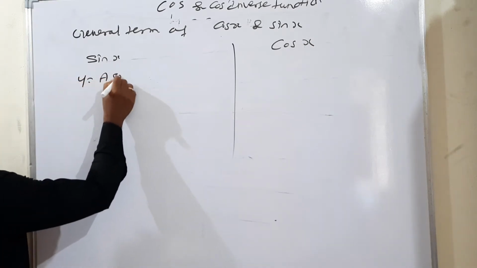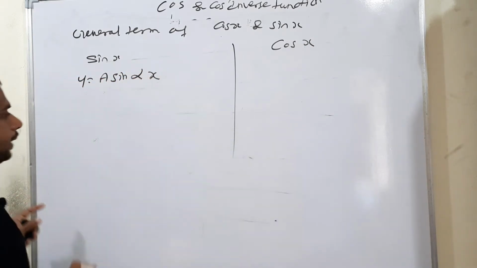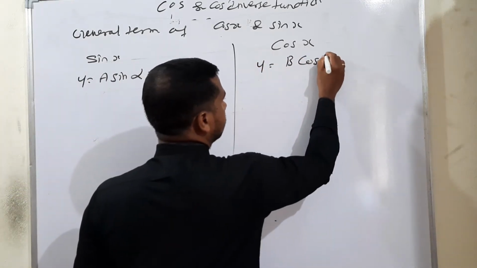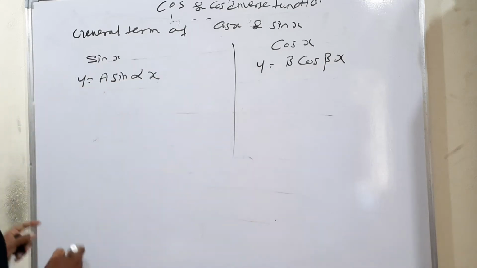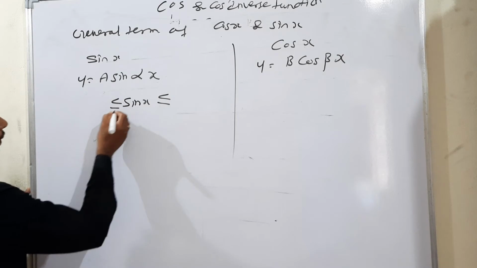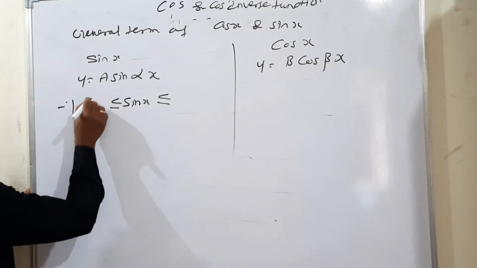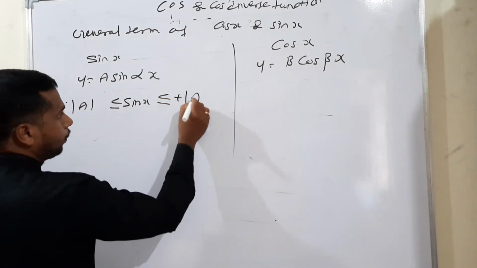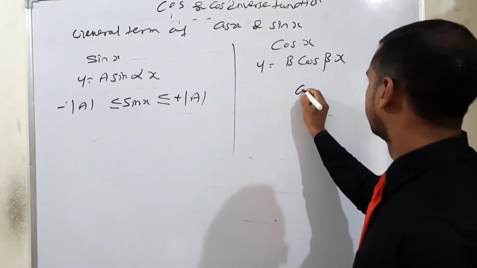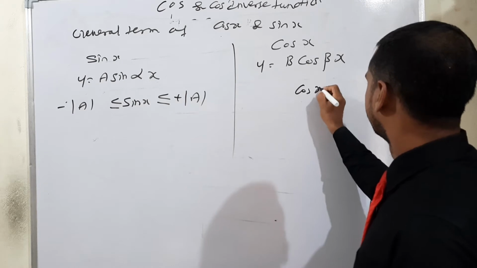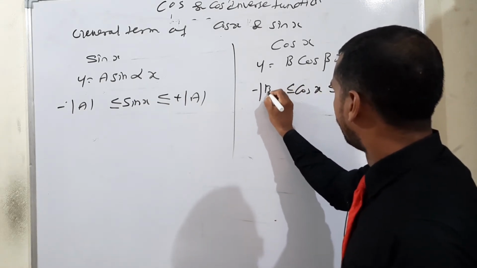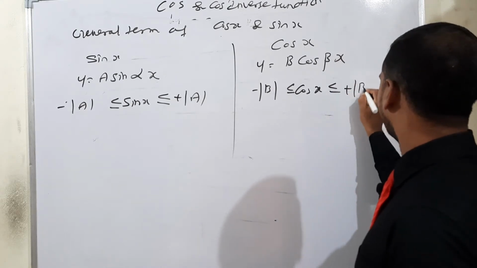y is equal to a sin alpha x, then y is equal to b cos beta x. What is the range of sin x? Negative modulus alpha to positive modulus alpha. As well as what is the range of cos x? Negative modulus b to positive modulus b.